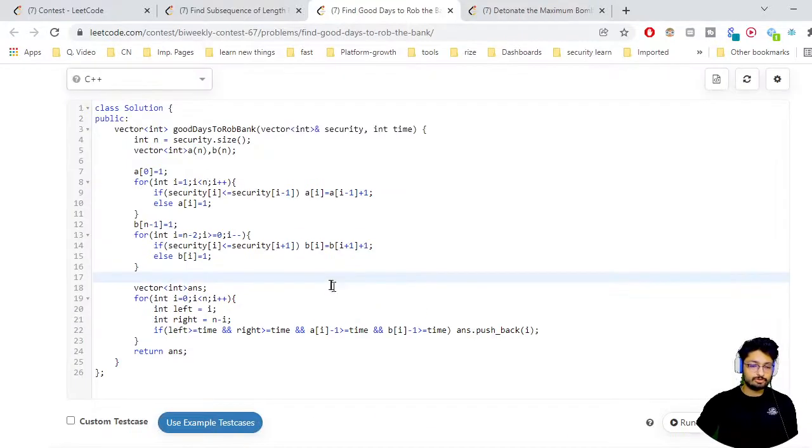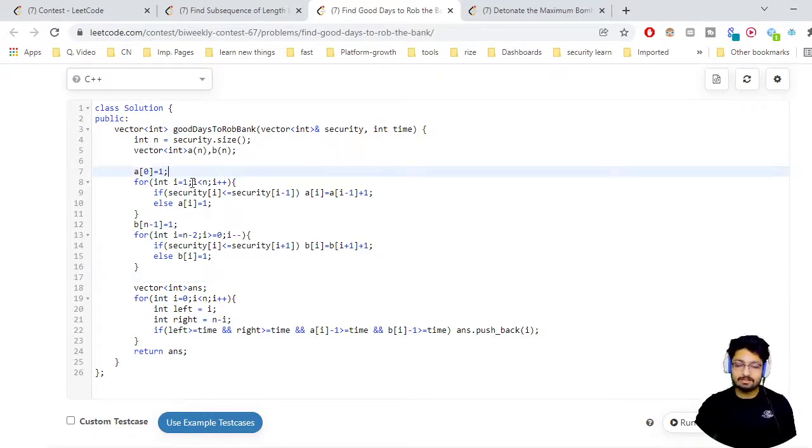Let's go down to the solution part. What I've done here is that A and B are finding the prefix and suffix streaks, continuous, non-increasing or non-decreasing, from left to right. So this is from left to right. The first number is 1 only because we are already taking that. For the first number, we don't know whether it is increasing or decreasing, so always take that. I will start from the second number.